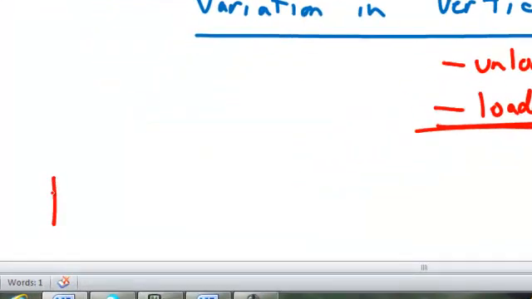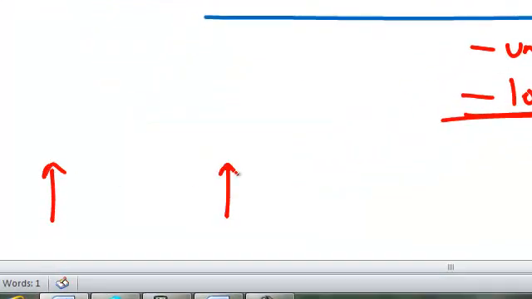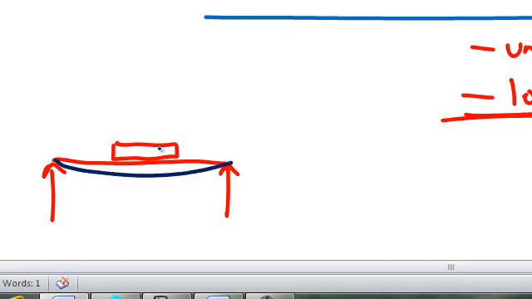Now, if you think about it, if you have a meter stick or whatever set across two supports, it sits there relatively straight. Now, it will sag just a little bit under its own weight, but if you put a book or something in the middle of it, of course, it's going to sag even more. That distance between where it was unloaded and where it was loaded, that is the deflection.